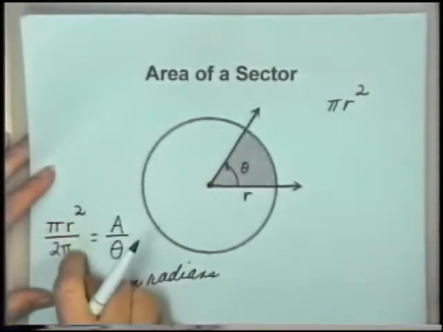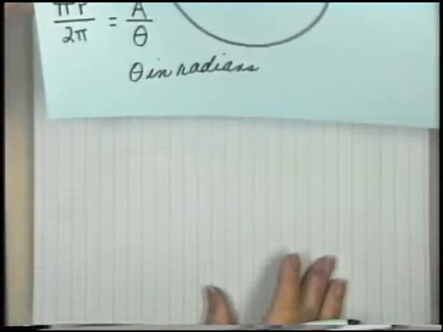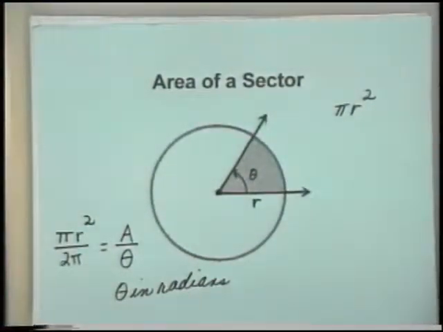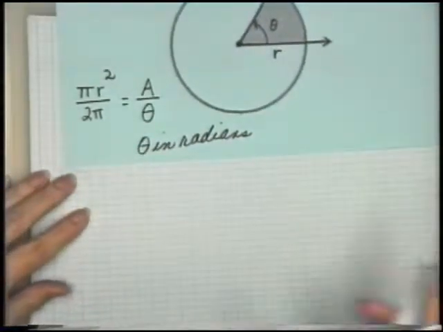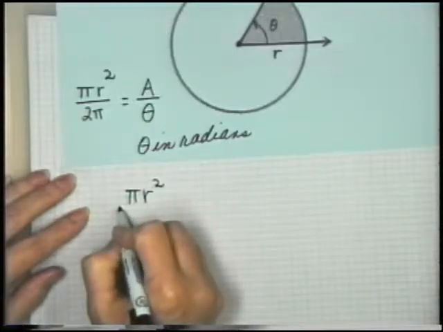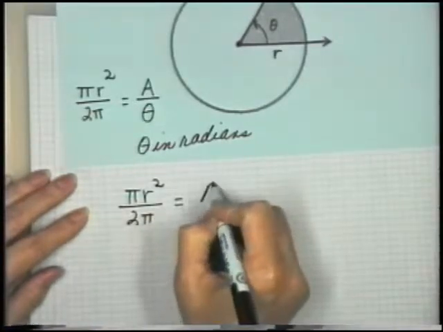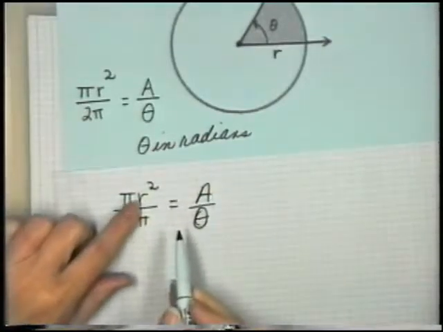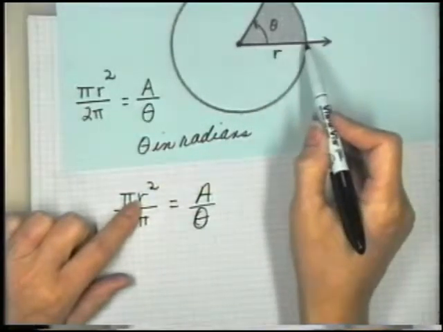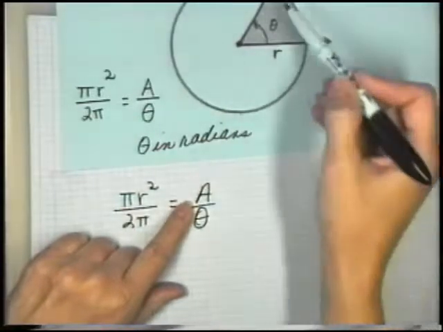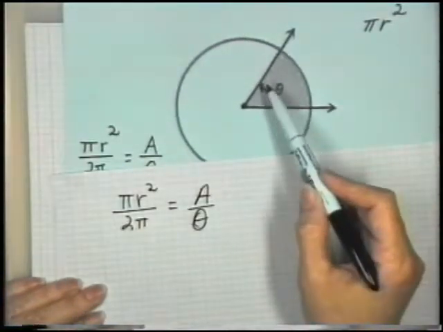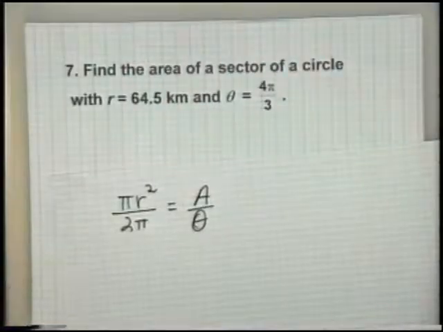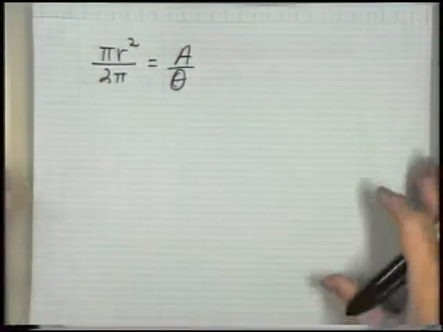So let's take this and we will solve this proportion for A. I have pi r squared is to 2 pi as A is to theta, where r represents the radius of the circle, where A represents the area of the sector, and where theta represents the central angle for the sector. So let's take that and we'll solve it for A.